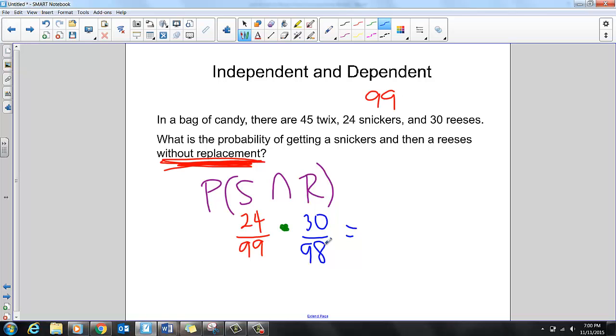So let's multiply this out. And it should give us 0.074, something in there as our probability. Okay, so don't forget when it's without replacement, we're taking one away.